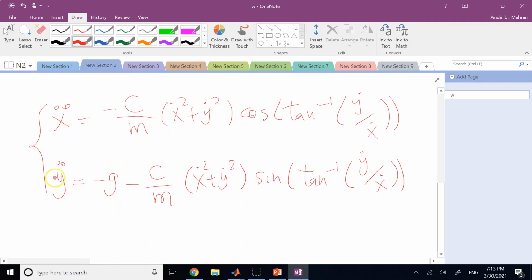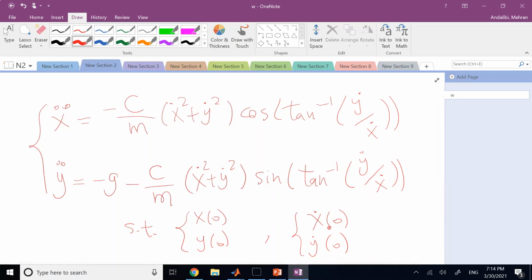And here, since you have 2 second-order ODEs, then you need 4 initial conditions. So you need to know X at 0, how much it is. You need to know Y at 0, how much it is. And you also need to know what X dot at time 0 is and what Y dot at time 0 is. You need to know these 4 values, and then you can simulate the behavior of this drag. This just comes from the drag.